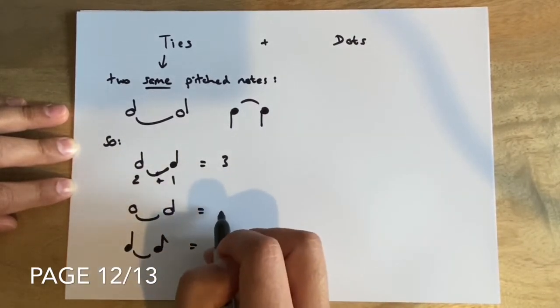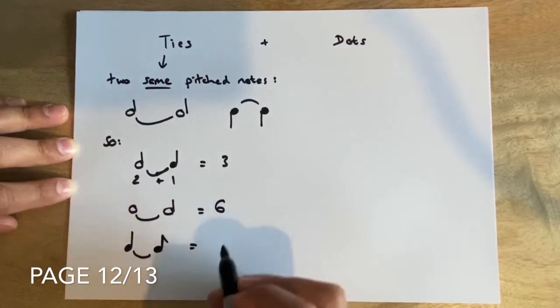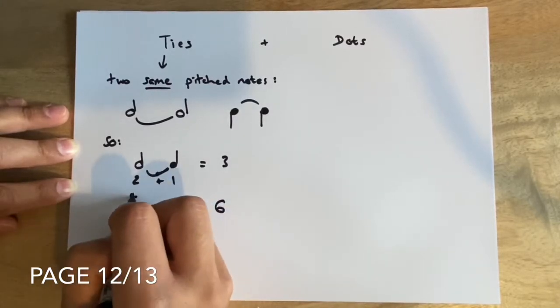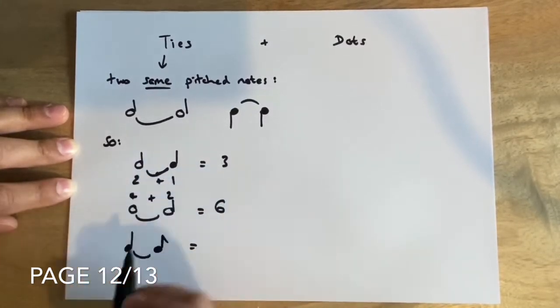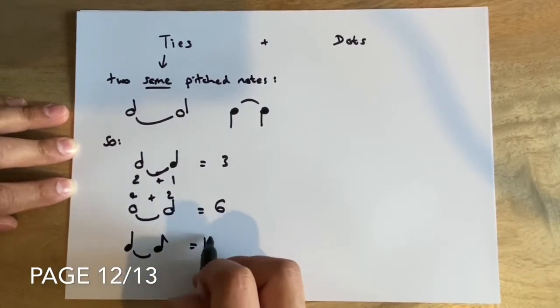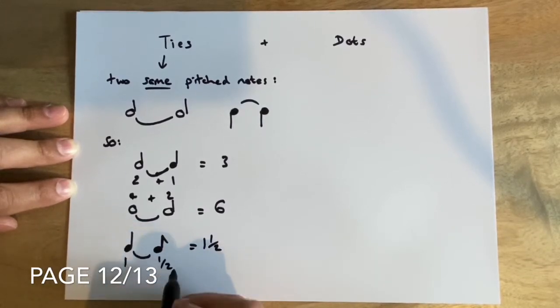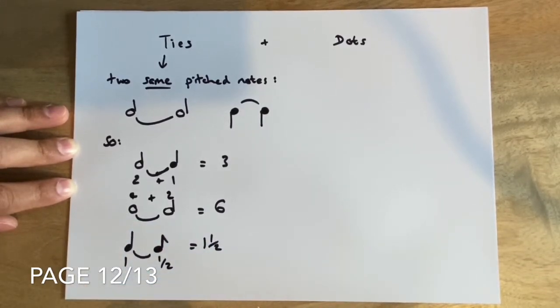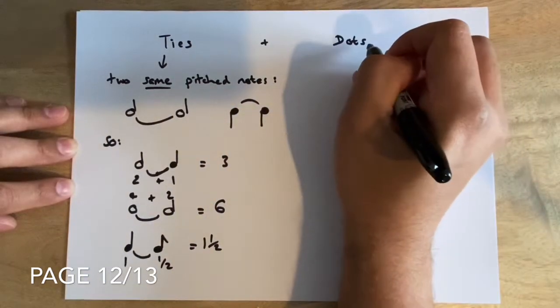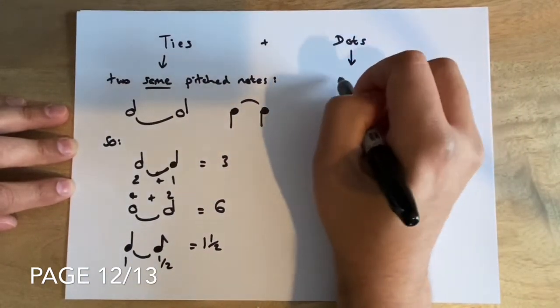Okay, so let's look at the first one. Semibreve is 4, minim is 2, so that's 4 plus 2 equals 6. We have a crotchet tied to a quaver, which would be 1.5 because our crotchet is worth 1 and our quaver is worth 1/2, so 1.5 in total. So when we see notes that are the same, that are joined together, that is a tie, okay?